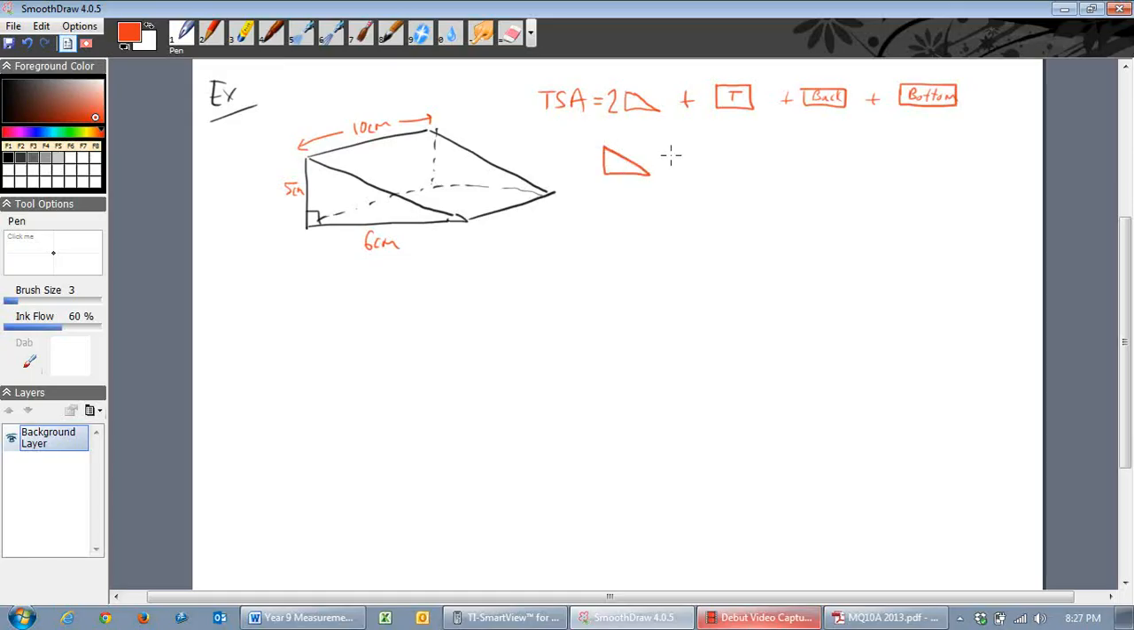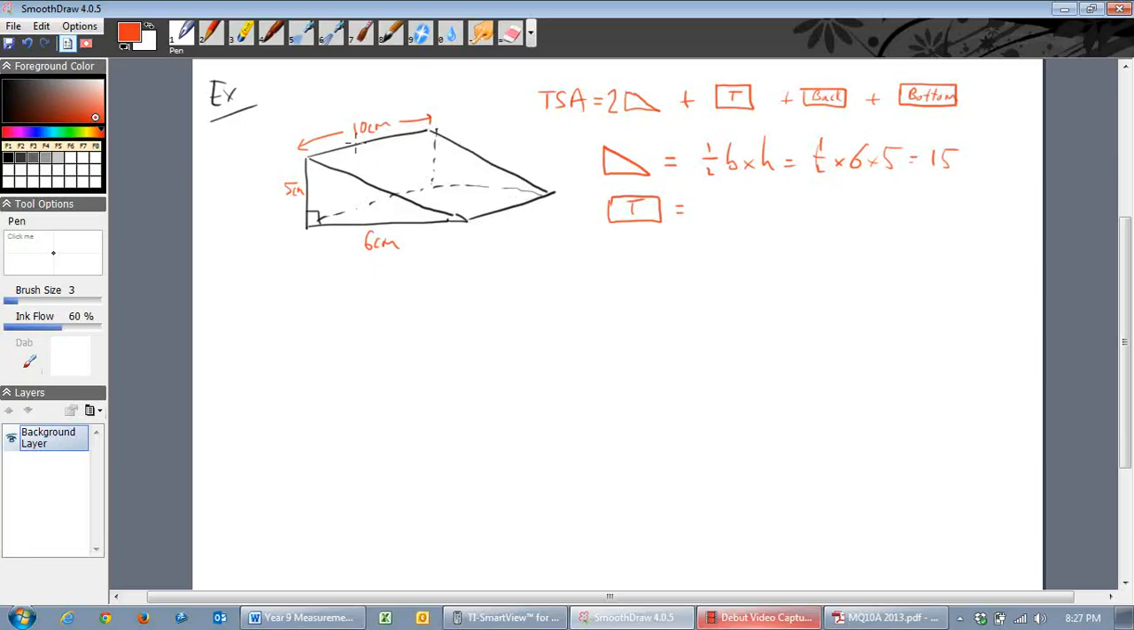Firstly, the area of the triangle is equal to, well, we know the height, we know the base, so the area is going to be half base times height, which is half times 6. Half times 6 is 3. 3 times 5 is 15. So one of those triangles is 15 centimeters squared. Alright, let's have a look at our top rectangle. That's this one here.